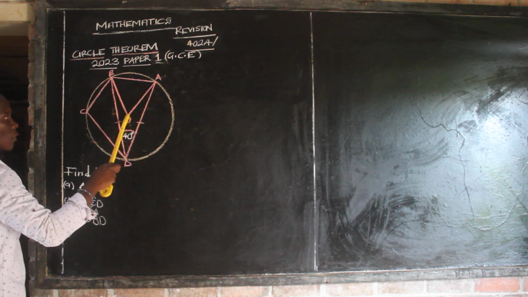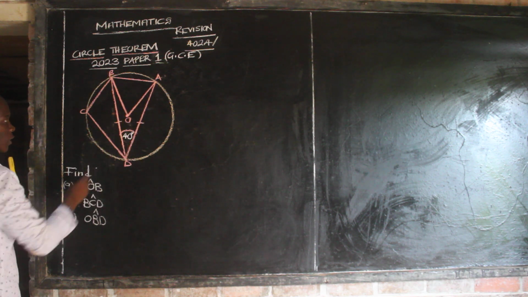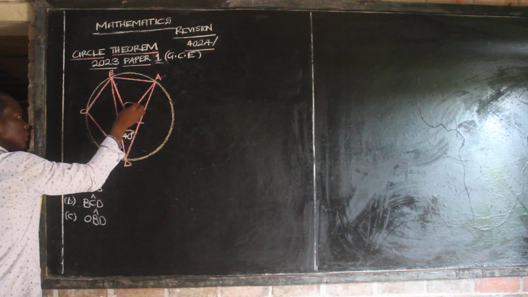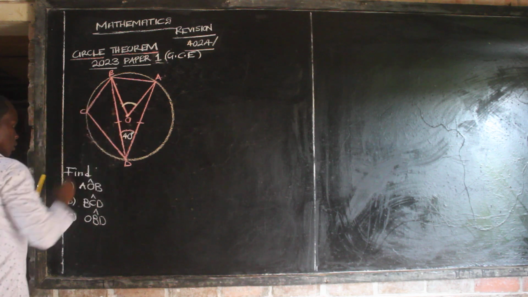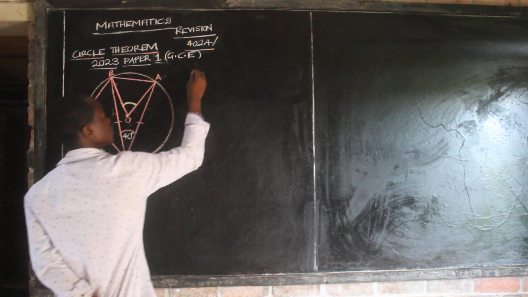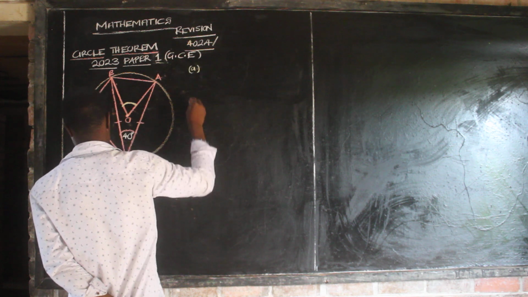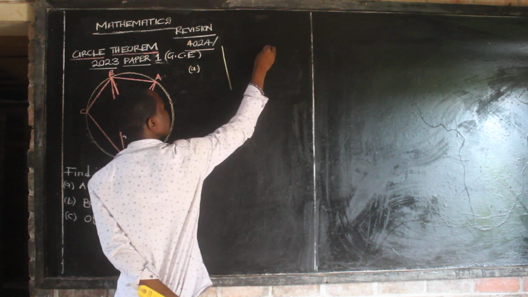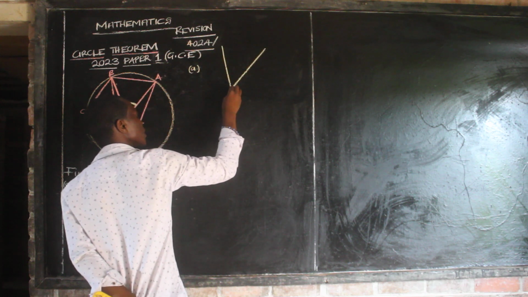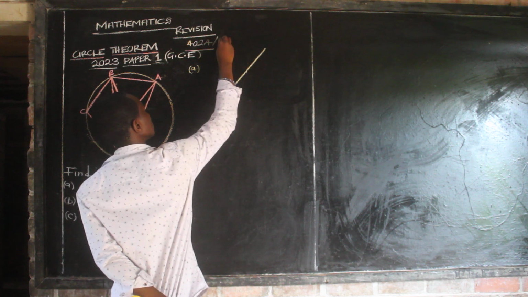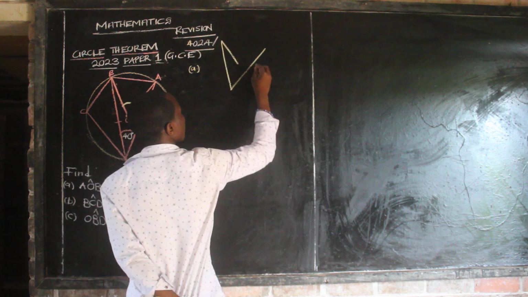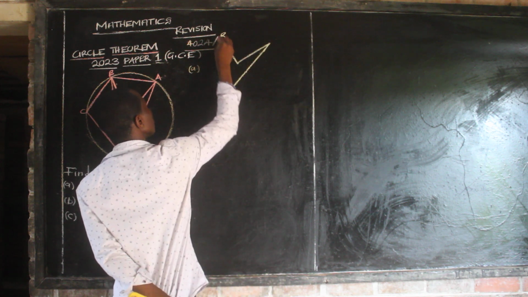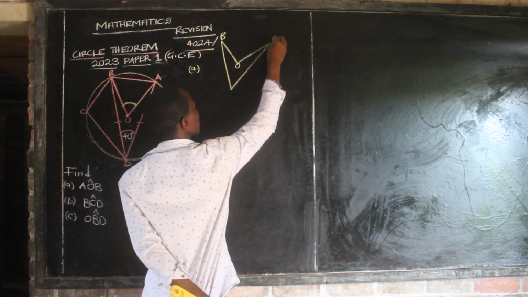Angle AOB. So they want angle O, the angle at O. This is the angle they want. Angle AOB. They want us to find this angle. So question A, angle AOB. We have a situation like this, something like this, where this is B, this is O, and this is A.